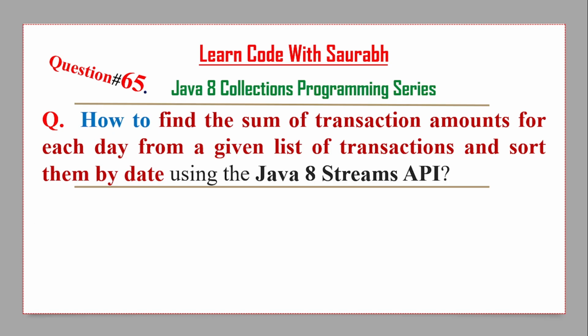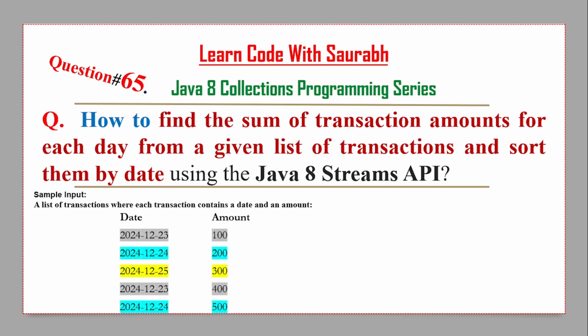In this program, I will take some sample input. The sample input has two values: the first value is the transaction date, and the second value is the transaction amount. Here you can see some amounts, and I colored them according to the date. The 23rd December has two entries, with amounts 100 and 400, 24th December has 200 and 500, and 25th December has amount 300.